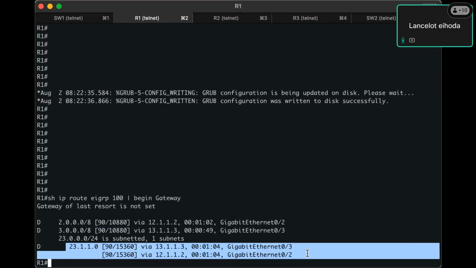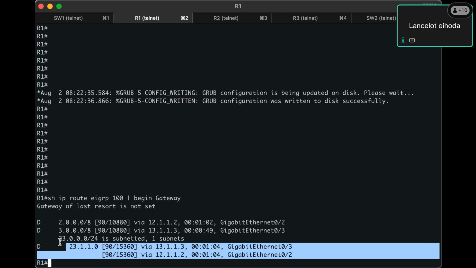Now, can somebody please look at this third line and tell me what you can make out of it? Yeah, I think the third line shows that to reach this subnet 23.1.1.0 via 13.1.1.3 has a longer time to reach their subnets rather than the other subnets. I don't know if I'm correct. Okay, no. We are correct, but not very correct.